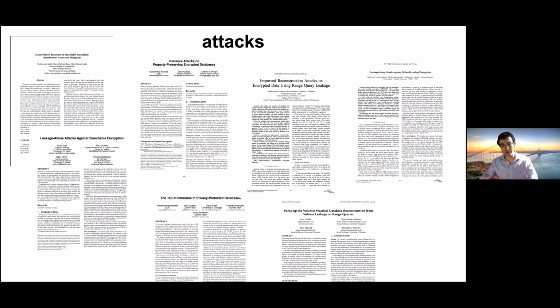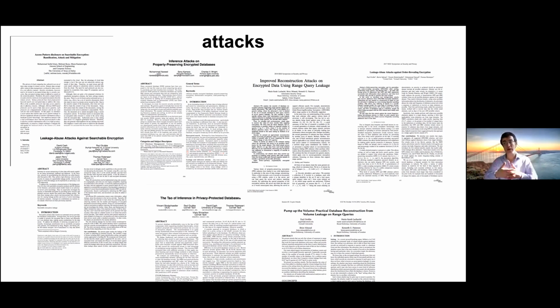Because of this leakage, people have asked a question. It seems harmless at first sight, but wait a minute. Maybe you can exploit this leakage and actually decrypt the underlying plaintext database by just observing this leakage. Indeed, this started with some work in 2008, I think, and then there was a seminal paper around 2015 that looked into range search attacks. It was by Kellaris and others, who looked into how you can attack leakage for range search queries in particular.